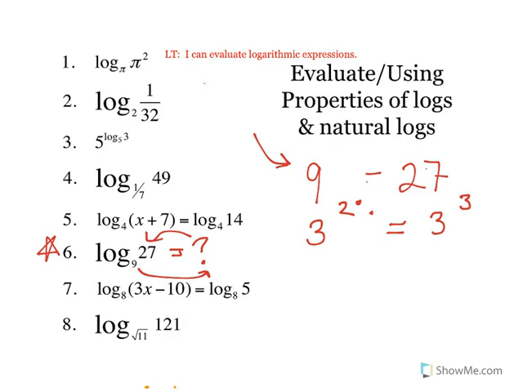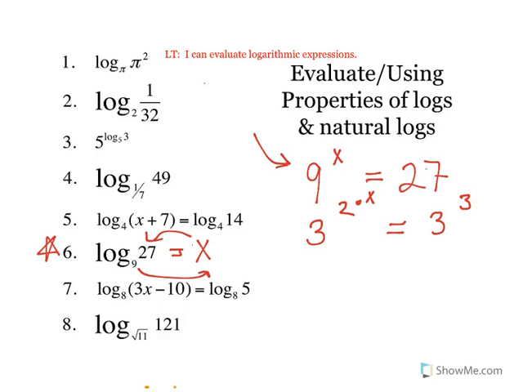Okay? And again, I haven't done it yet. I'll go ahead and do it for us here. If you don't like using the question mark, you can use the variable x. It'll work the same way. Now we're seeing how this might start to work. We've got 3 to the 2 times x power equals 3 to the 3rd power.